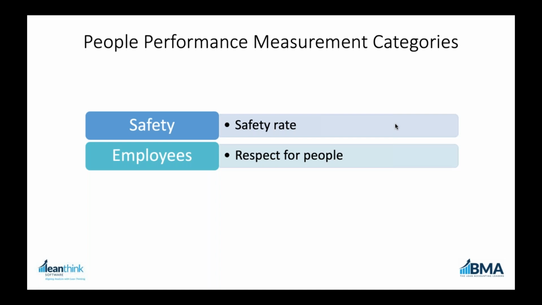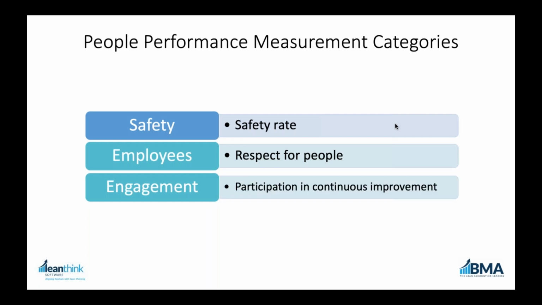We want them to participate. We want them to grow and develop as employees based on their ambitions. And finally, we want our employees to be engaged. What's our continuous improvement participation rate? Are people participating in the events? We want to be able to measure that. So we want this combination of process measures and people measures because we want our entire organization to focus on both, not just the process.